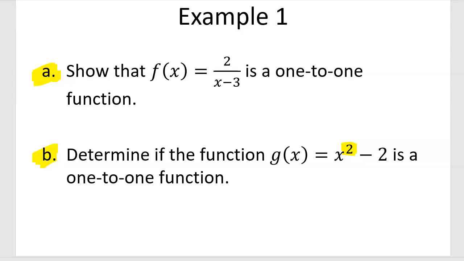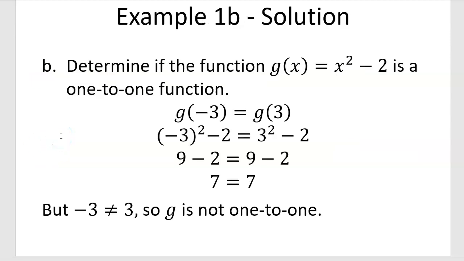But I'll show you what it means to find a counterexample. They said, what if I put a negative 3 into the g function? You can see that they did all the work here, and they can simplify that to a 7. Then if you put in a positive 3, you can do all the same work and get to a 7. The fact that you have two different inputs that give you the same output means it is going to fail that horizontal line test, and it's going to fail that one-to-one test. So this is a counterexample. You're showing an example where it's not one-to-one.